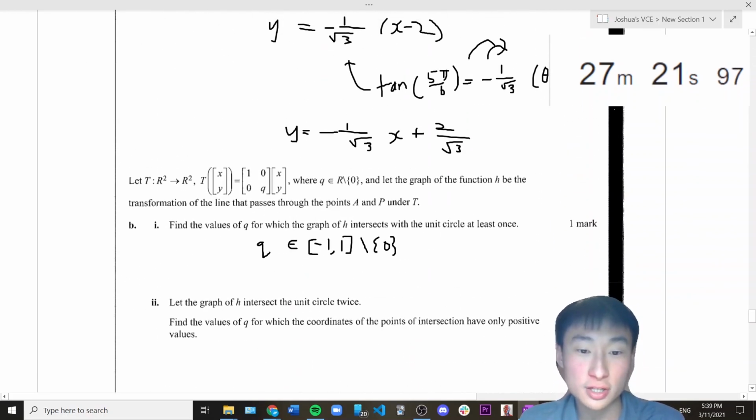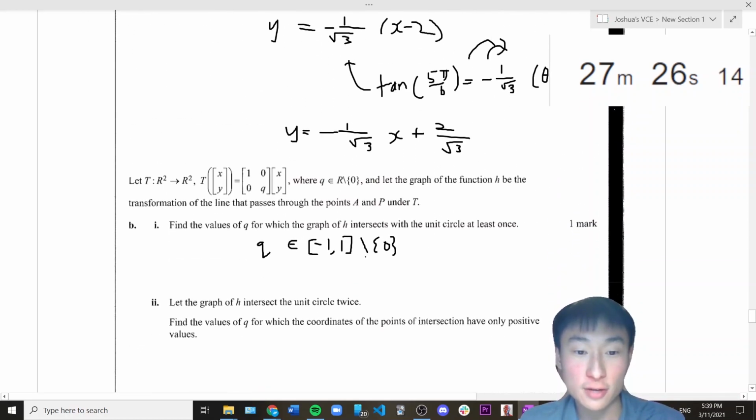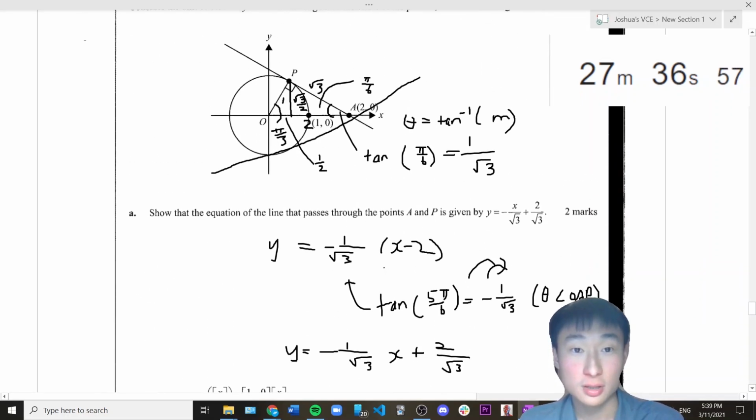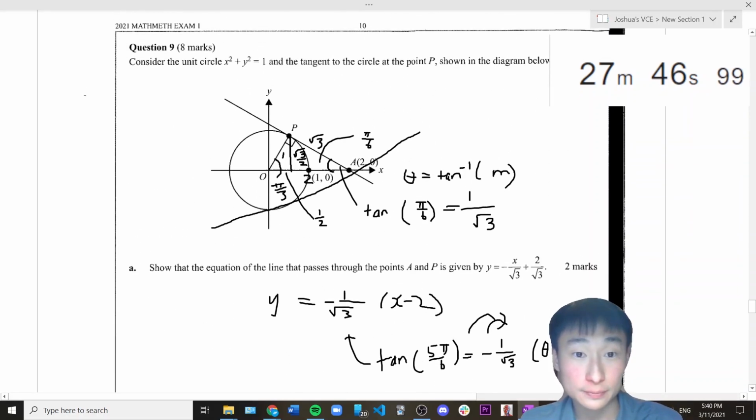Let the graph of h intersect the unit circle twice. Find the values of q for which the coordinates of the points of intersection have only positive values. What? So it has to be in the first quadrant.